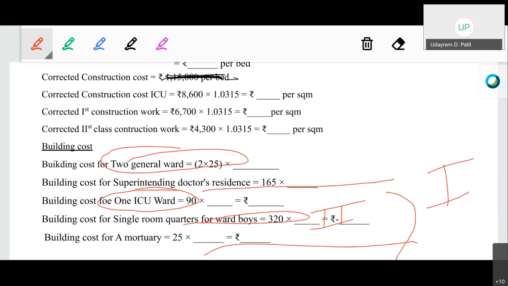So those will be the changes considered in the classification of a particular building as first class, second class or third class. Okay, calculate the building cost.